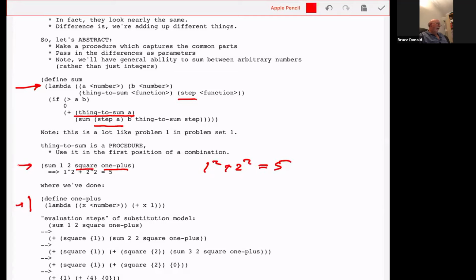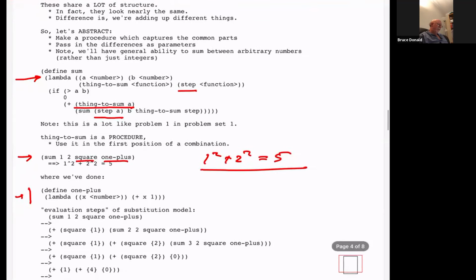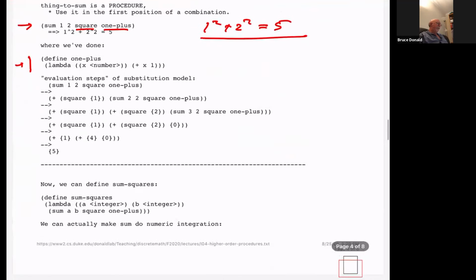And I've done this because I want to be able to pass in different functions: cube, square root, Bessel function, some weird other thing, parabola. And I want to be able to step along in different steps, not just steps of one. Now, in order to verify that this is in fact what it computes, what would we use? The substitution model, of course. Now, this is relatively straightforward. I'm just going to show you the evaluation steps of the substitution model, somewhat simplified, but you can work the whole thing out yourself, and this would be a good exercise to do.